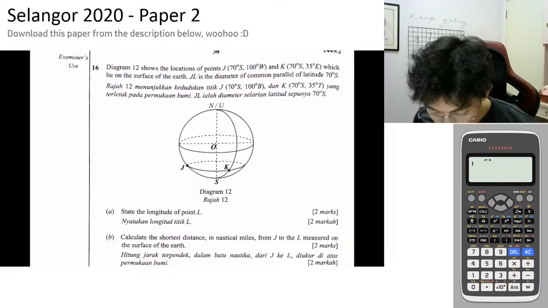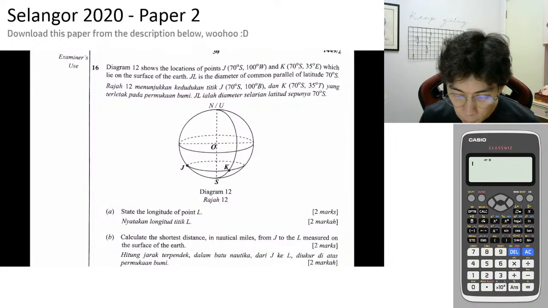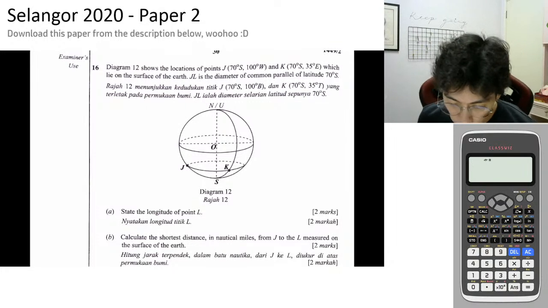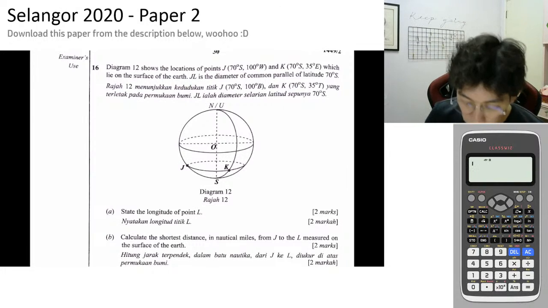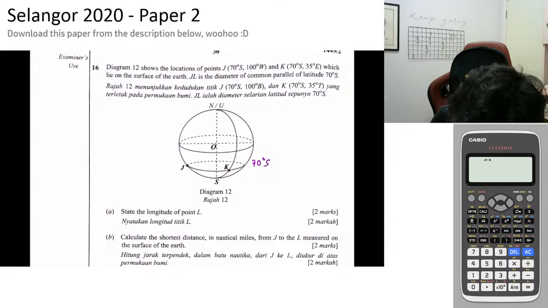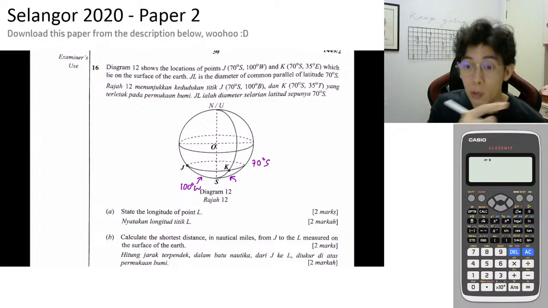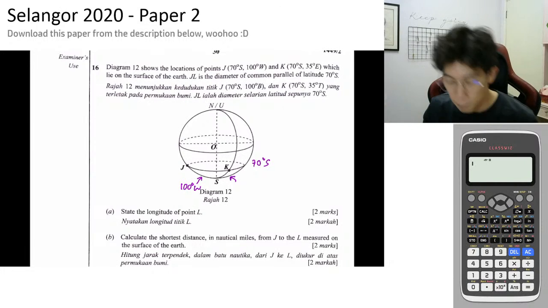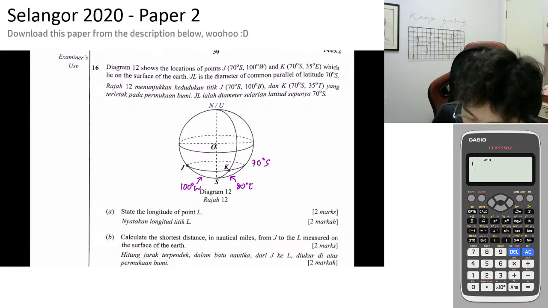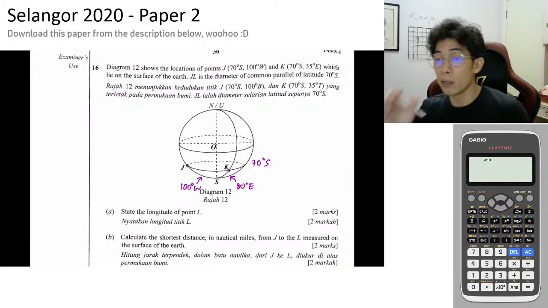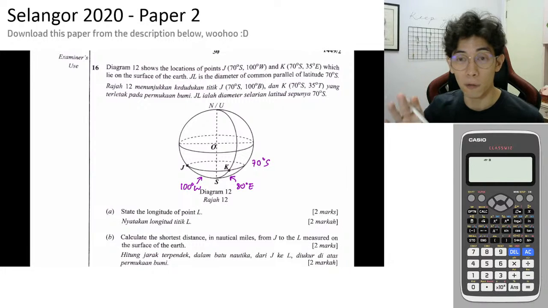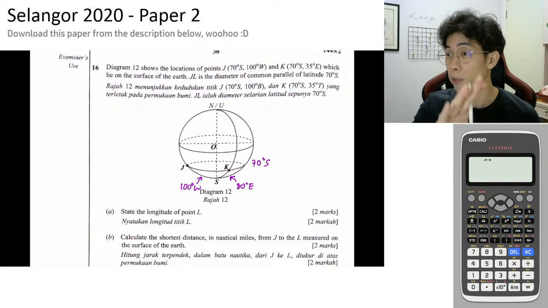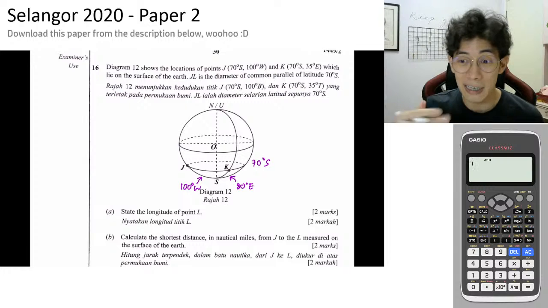Diagram 12 shows the location of point J, 70 south, 100 west. The moment you see this, automatic. 70 south, 100 west. The moment you have 100 west there, the other side will be 80 east, automatic. But everyone, if you are not okay with Earth, you plan to do drawing, go and do drawing already.